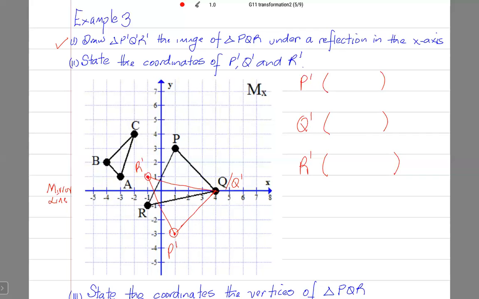Sir, P prime would be 1, minus 4. No, go again. 1, minus 3, sir. 1, minus 3. Now, if you notice, P was 1, 3. Now, P prime is just 1, minus 3. The only thing that happened is that the sign of the Y coordinate changed. Q prime is still 0, 4.